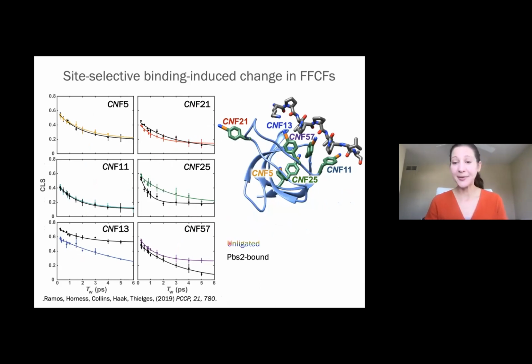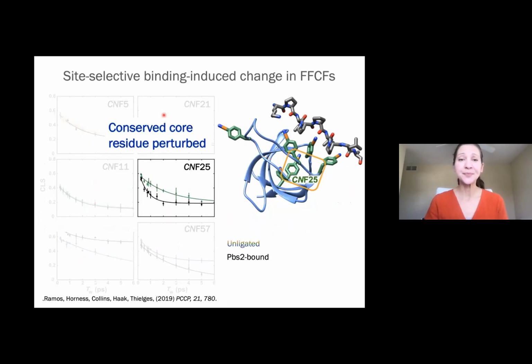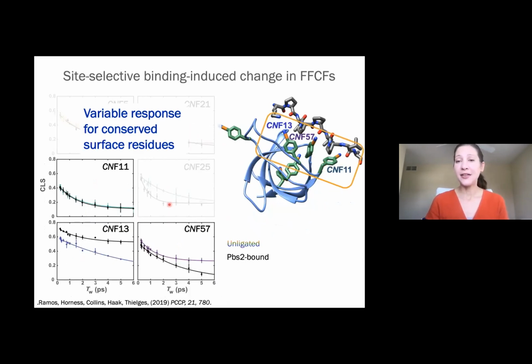So you can see the residues away from the active site, 21 and 5 here, were basically not that sensitive. This residue at the core, where we saw faster dynamics, was quite perturbed upon binding. And then the three residues along the interface showed all different behavior. At 11 here, despite the crystal structure showing a high engagement, we saw no effect on the dynamics. And then 13 and 57: at 13, it got slower with an increased offset. At 57 here, we actually saw faster dynamics.